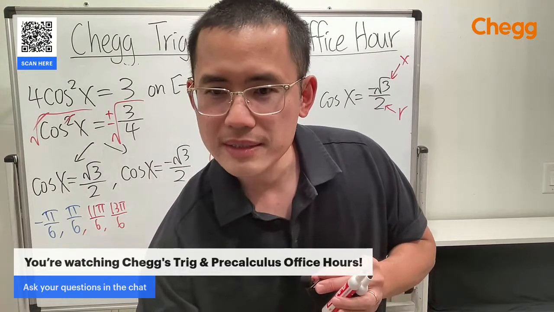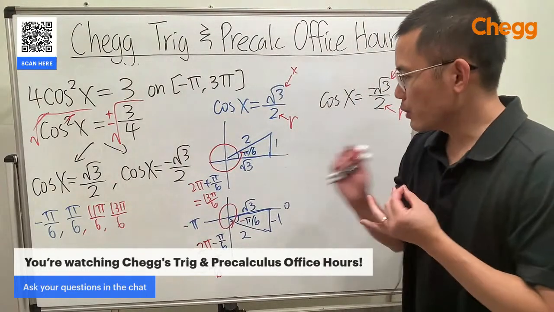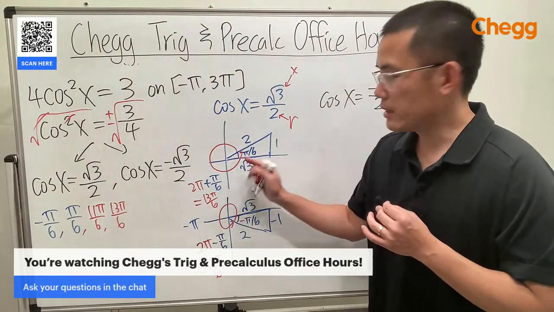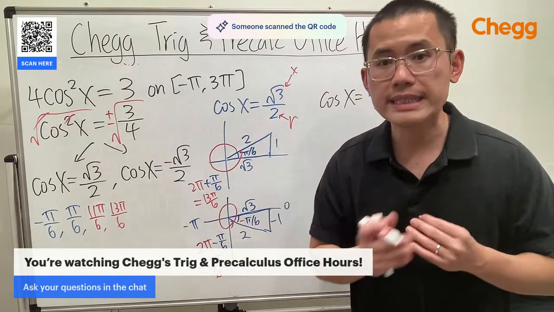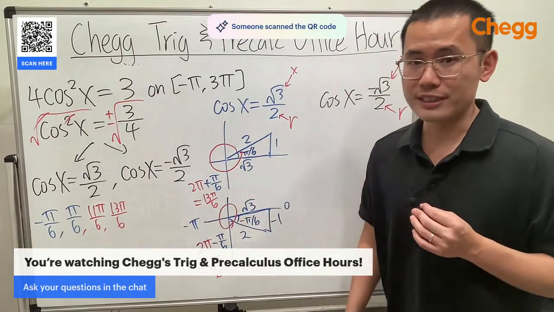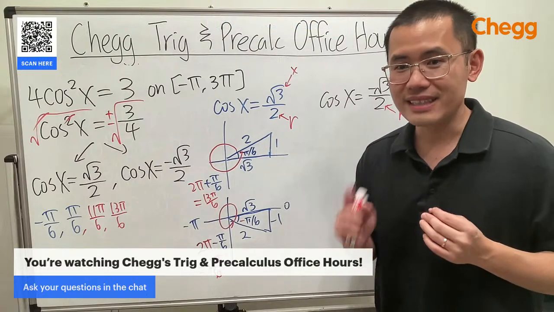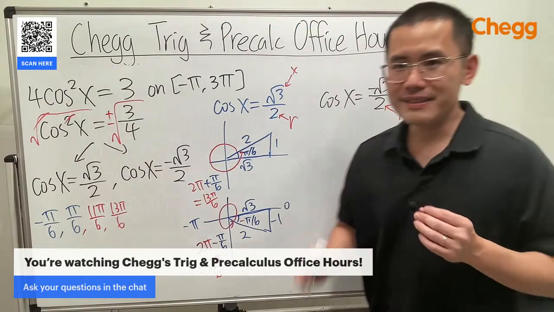Okay, why is it 2 pi? Just real quick, because if you have an angle, right here, this is the terminal side. You can rotate 2 pi, which is 360 degrees, and you can get back to the same terminal side. That's the key. Right, that's the key. All right.